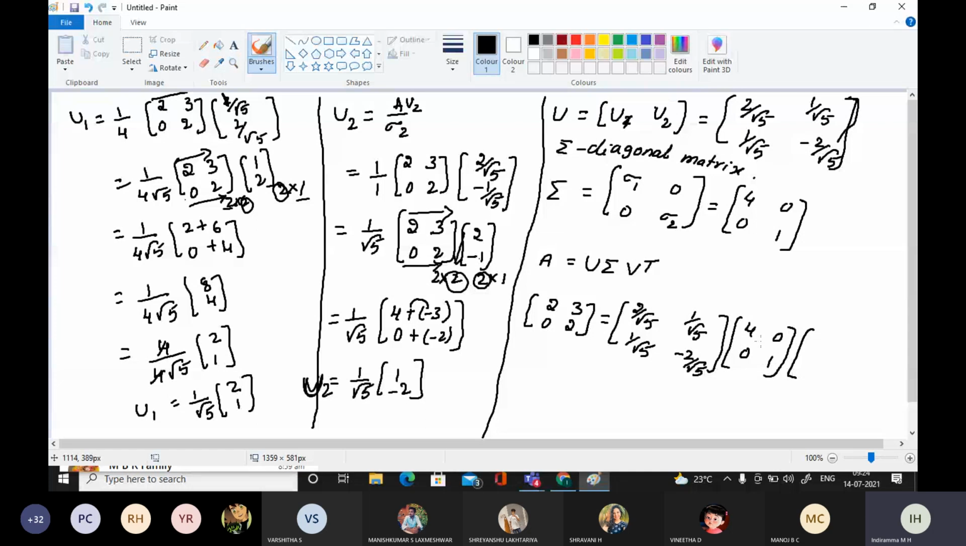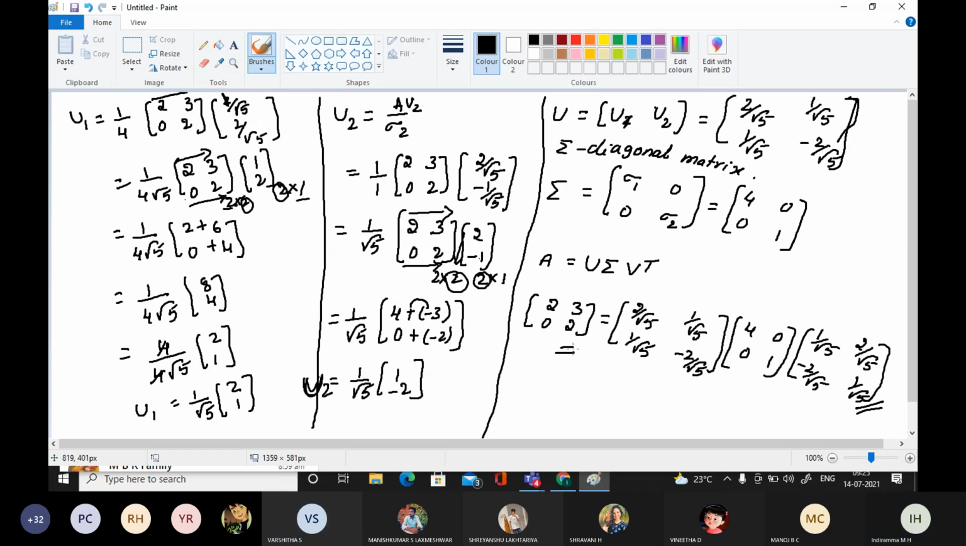What did we get for V transpose? 1 by root 5, 2 by root 5, 2 by root 5, minus 1 by root 5; 1 by root 5, 2 by root 5, minus 2 by root 5 and 1 by root 5. Is all of you clear? That's it. No need to multiply these three. If you multiply these three, you will get back to A.